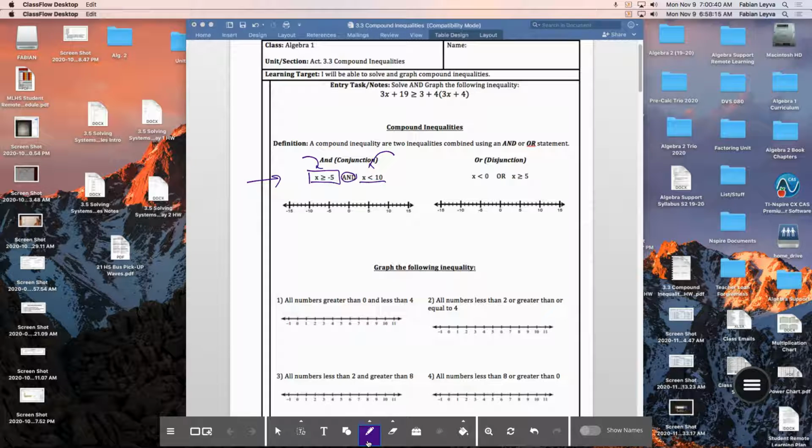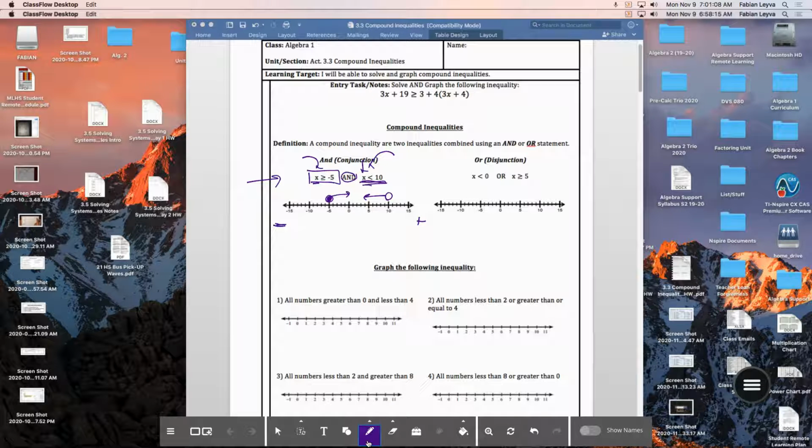So x is greater than or equal to negative 5. I know that negative 5 is right over there. It's going to be a closed dot because it is a greater than or equal to. And remember, your x value is greater than, so it's going to be pointing in the positive direction, going this way. Notice that it also has to be less than 10. So here is my 10. Remember, your x is the boss, your x is less than, so it's going to be pointing in the negative direction because it's less than.